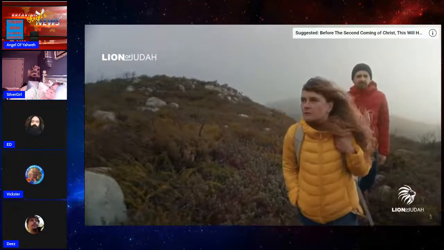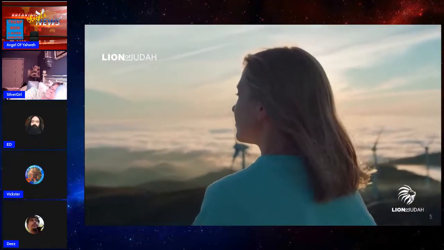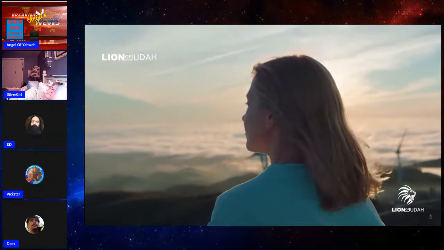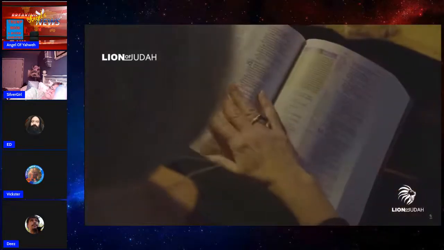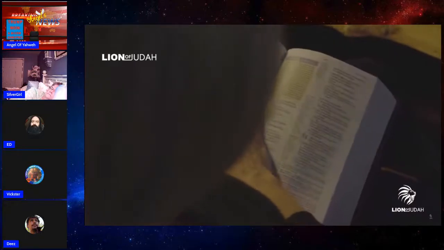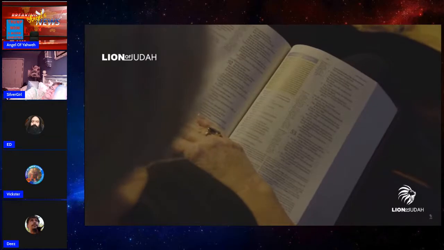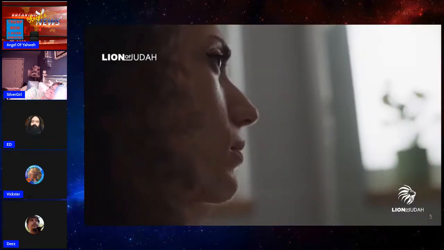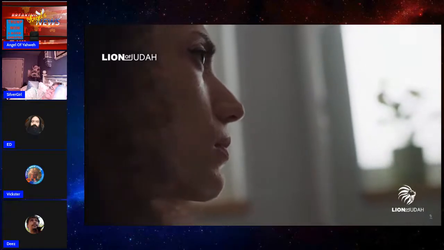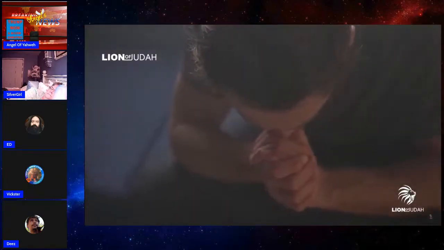Let's consider what Jesus said to the church in Ephesus in Revelation 2 verses 4 to 5. "Nevertheless, I have somewhat against thee, because thou hast left thy first love. Remember therefore from whence thou art fallen, and repent, and do the first works, or else I will come unto thee quickly, and will remove thy candlestick out of his place, except thou repent."